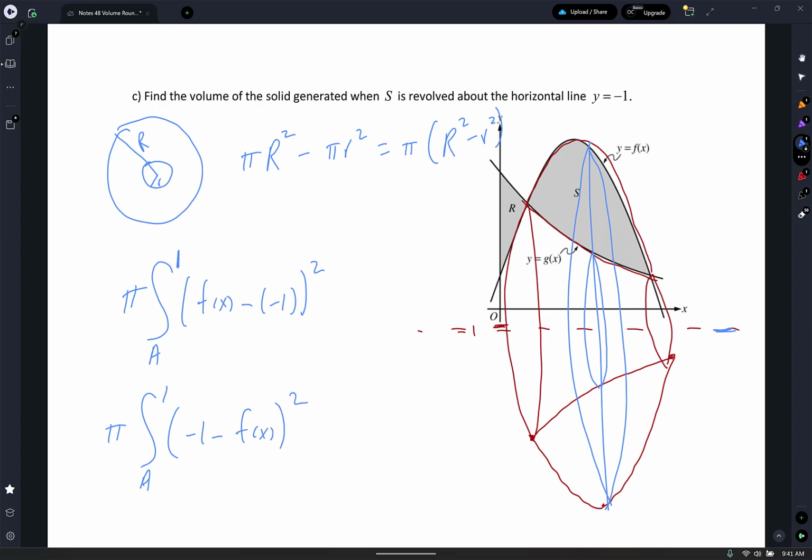And we're not done yet, that's big R. Minus, what's little r? Well, it's this curve right here, g of x minus -1. So look, both of them will get the same answer. G of x minus -1 squared dx. Or you can go axis of rotation minus a curve, -1 minus g of x. It does not matter which one you want. Which one do you like better, the one on the top or the one on the bottom? Top? Yeah. No one likes the one on the bottom? They're both the same to me.